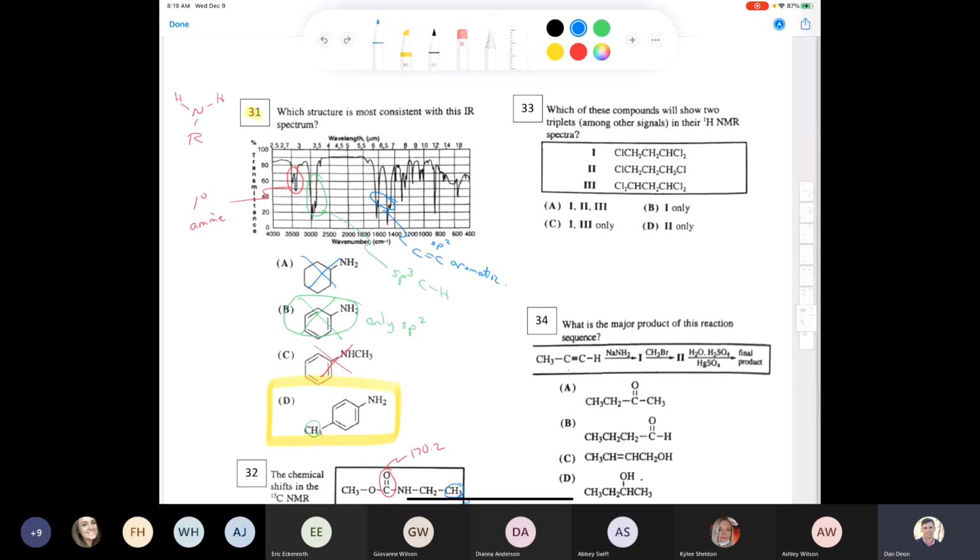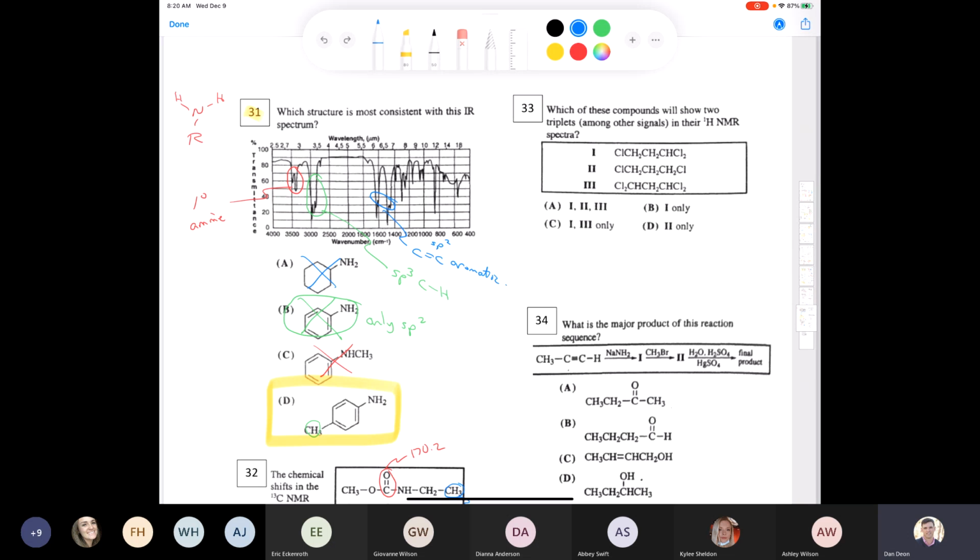Let's do number 33. I think I asked you this, or I had this same question in a review set that we did back in May. If you took this class with me in the spring semester, it's one of my favorite questions, I guess. But it's asking us, which of these compounds will show 2 triplets among other signals in their NMR spectrum.